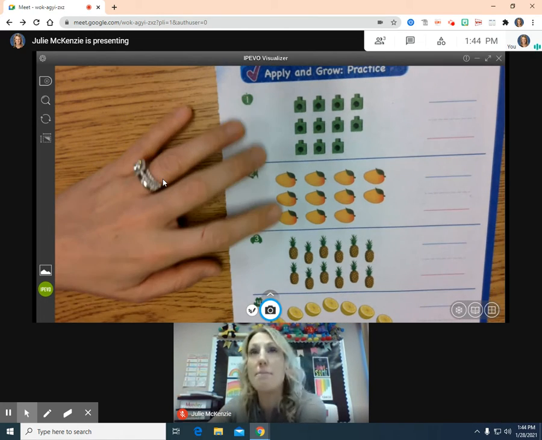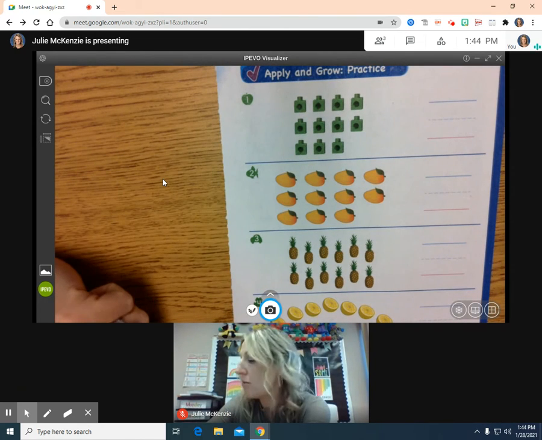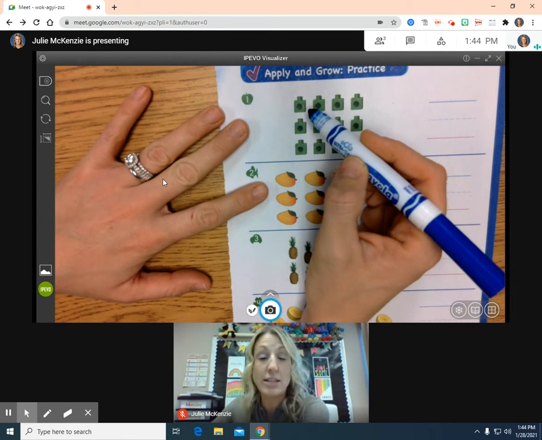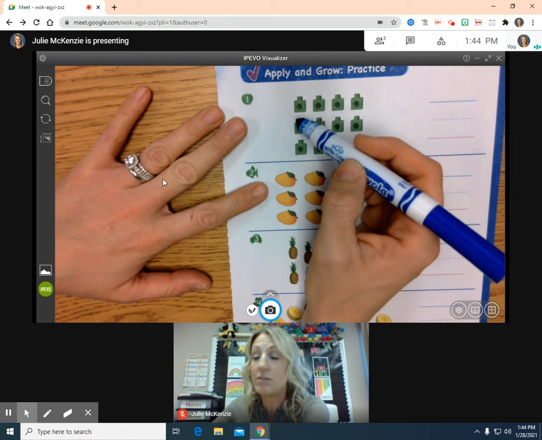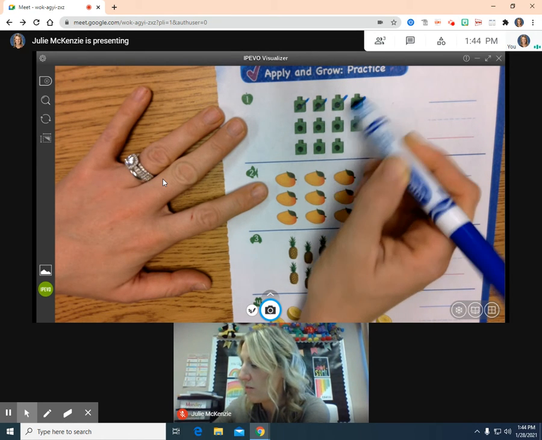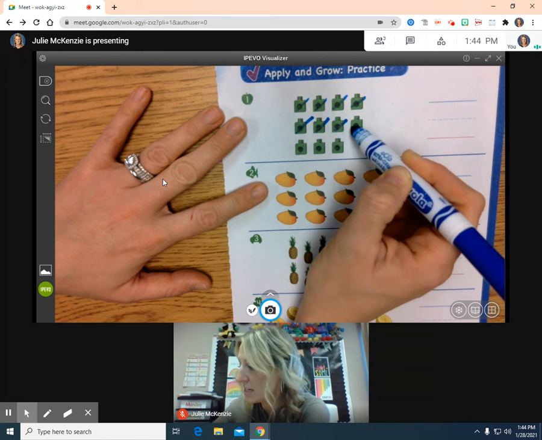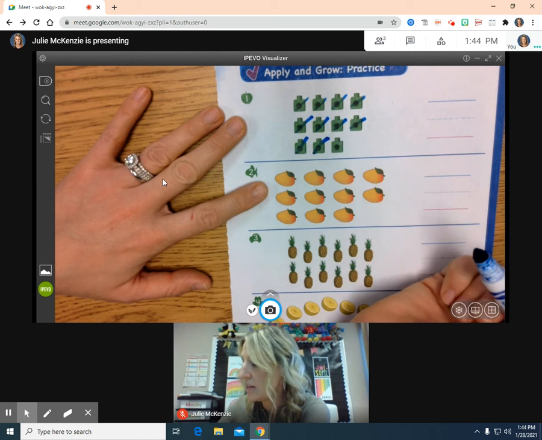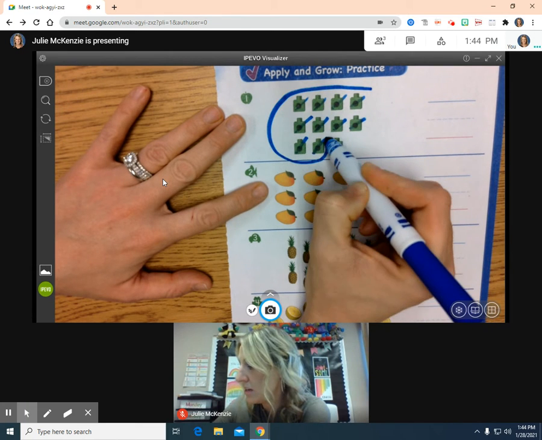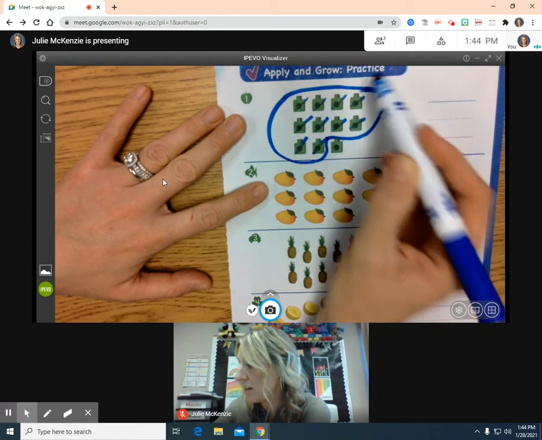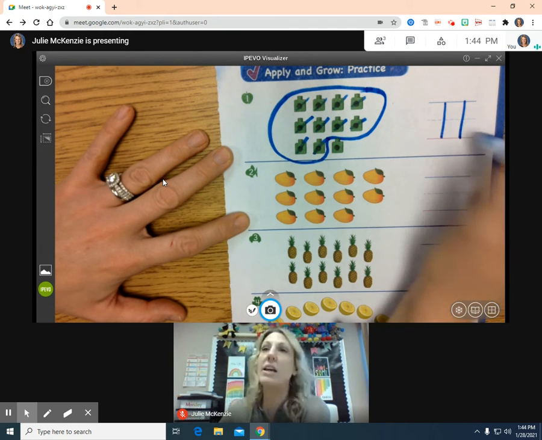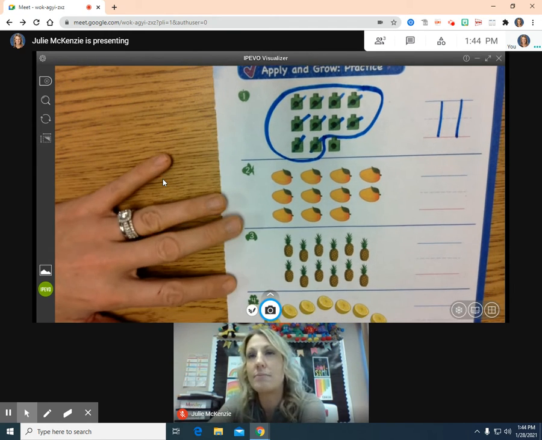We're going to count the math cubes, circle 10, and write the number. When I count them, sometimes it helps me if I put a dot on it so I can see which ones I've counted, or if I cross it out. 1, 2, 3, 4, 5, 6, 7, 8, 9, 10. That helps me know what I've counted. I'm going to circle that. And after 10 comes 11. 11 is a 1 and a 1.